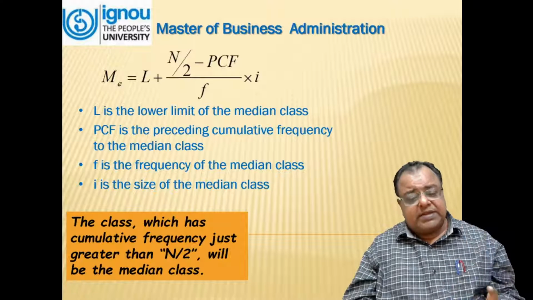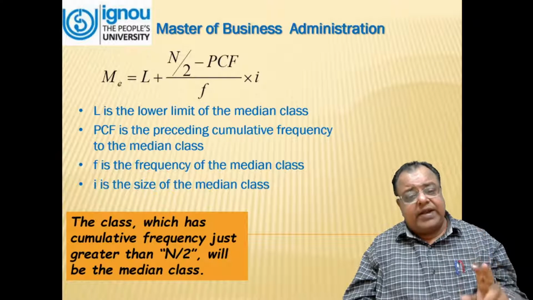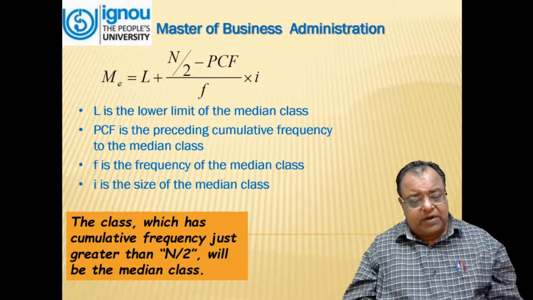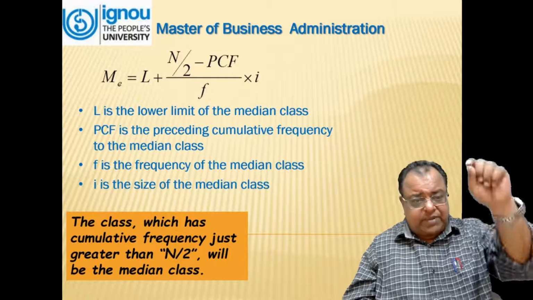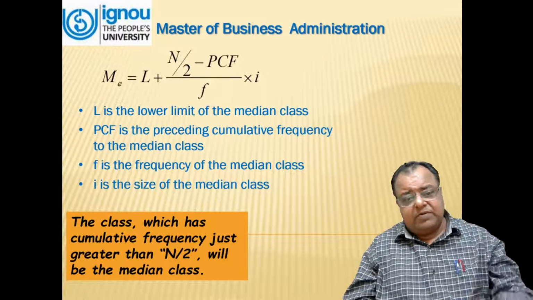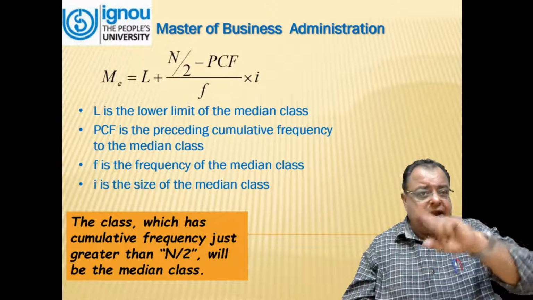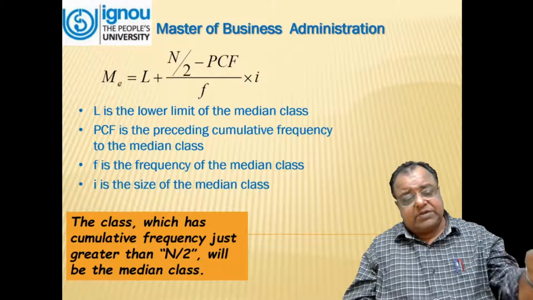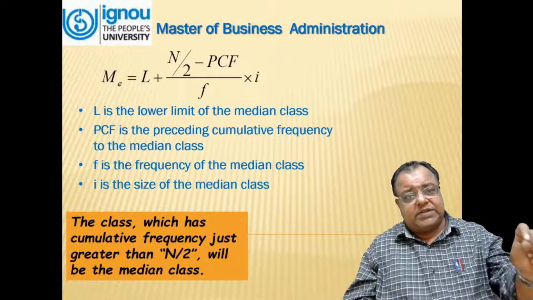Now the question arises, how to find the lower limit of the median class L? In that case, what will we do? We will just sum up the frequencies and divide by 2. We will get a number, and in the class intervals, the first column, we will see which class contains that value.